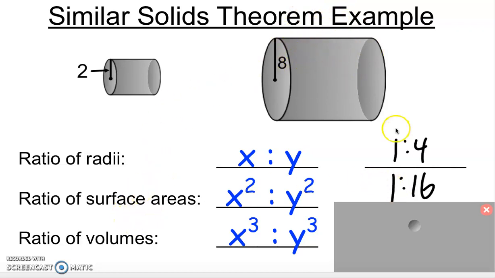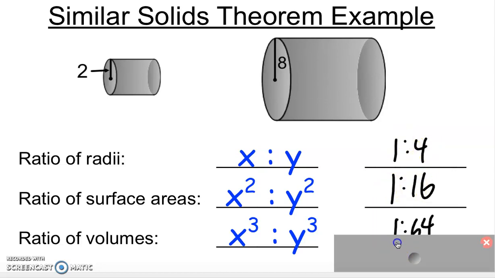And then for the volumes, I'm going to cube the scale factor. 1 cubed is still 1, and 4 cubed is actually 64. So believe it or not, the cylinder on the right has 64 times more volume than the cylinder on the left. To me, that's pretty wicked. That's pretty amazing.